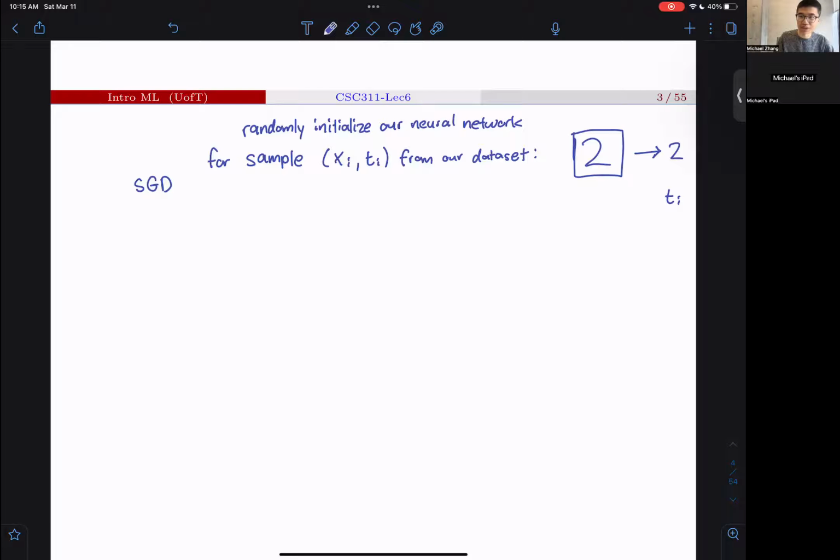We're going to compute the prediction of our neural network. So y is equal to f of x_i. And this is also a function of the weights of the neural network. So oftentimes you denote the weights and biases of a neural network as a single long concatenated vector. So we can use theta in this case. Theta refers to the weights and biases.